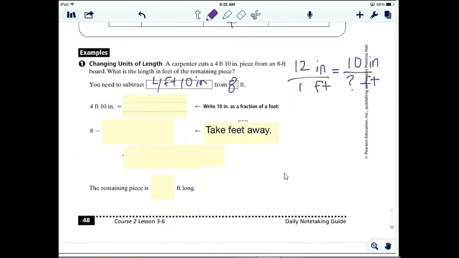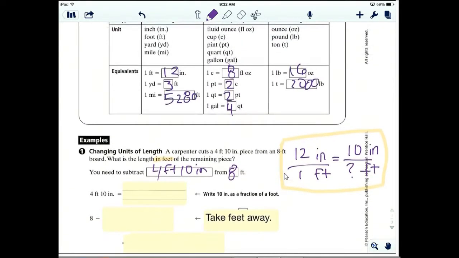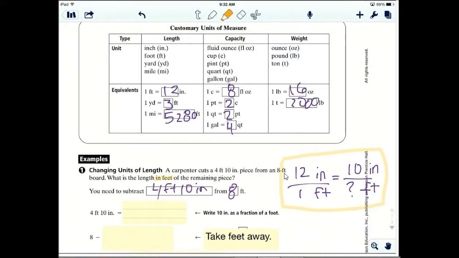To answer this problem, it says they're going to cut 4 feet 10 inches from 8 feet. In order to do that, they want the answer in just feet. So they're actually asking us to convert here. If you notice over here, guys, I have set up a proportion. I used the units, so I knew I used this: 1 foot is 12 inches.